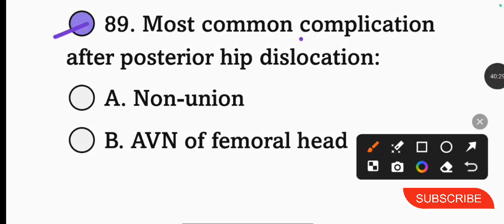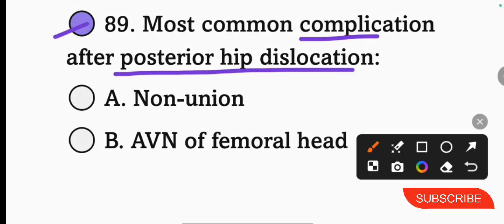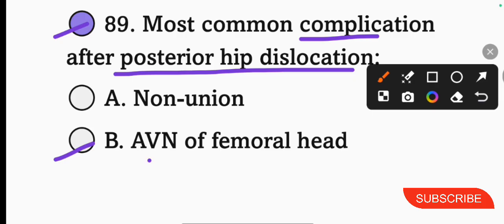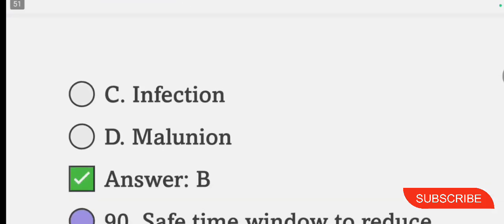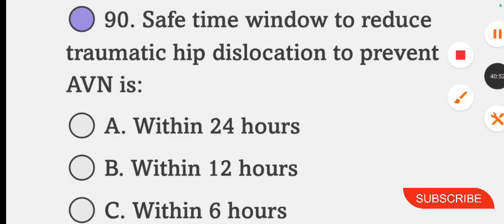Okay. Now come to 89 questions. Most common complication after posterior hip dislocation. So the most common complication is avascular necrosis, higher risk, because posterior hip dislocation stretches and interrupts the blood supply, mainly the medial femoral circumflex artery. So B option given. Correct options A, B, avascular necrosis of the femoral head.